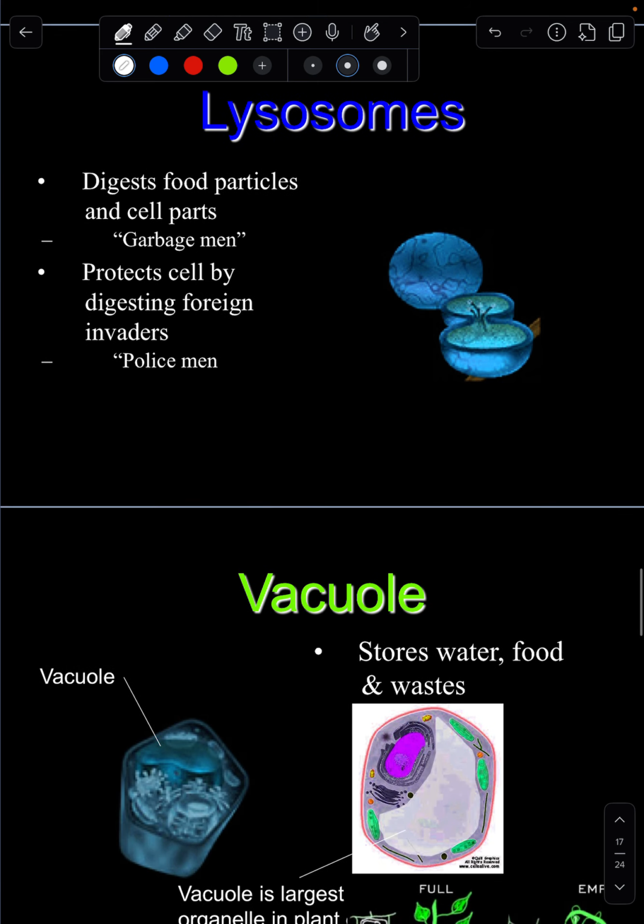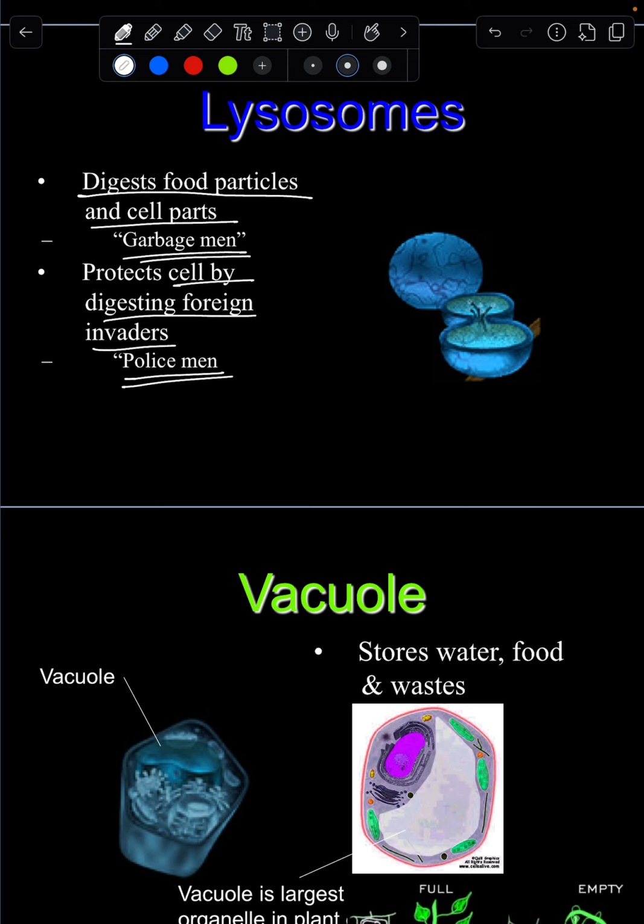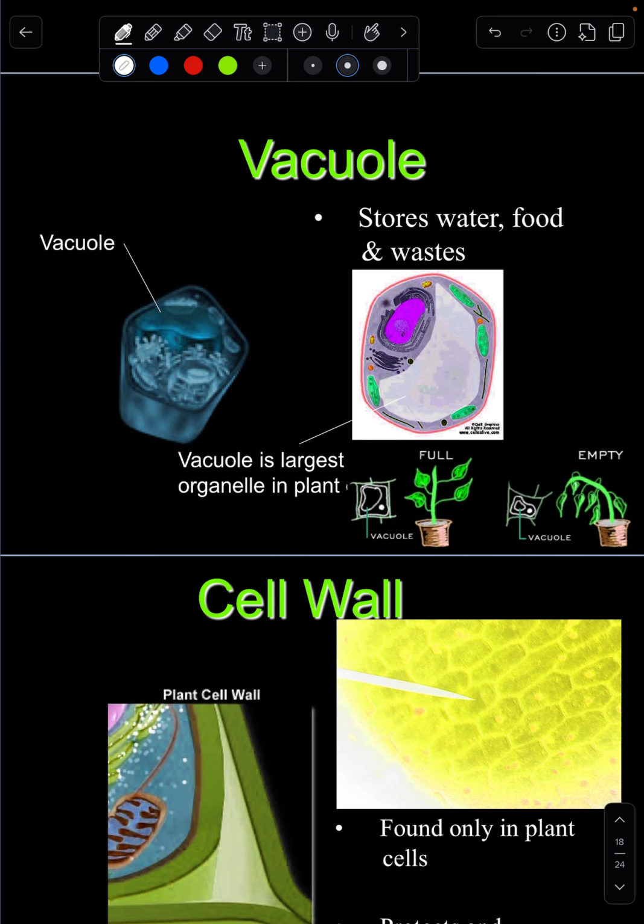Lysosomes. Lysosomes are also known as suicidal bags. Why? Because they digest food particles and cell parts. They are the garbage men. They protect the cell by digesting foreign invaders. So they are also known as policemen. Next we see vacuoles. Vacuoles are basically a storehouse where storage of water, food and waste is done. It is large in plant cells because it is supposed to store water, and in animal cells it is comparatively smaller.